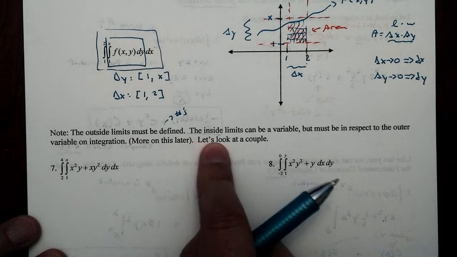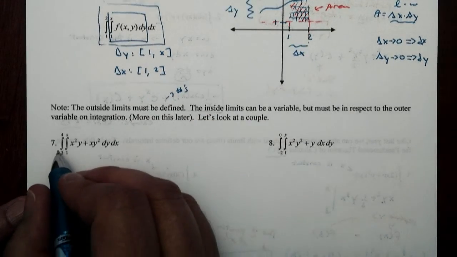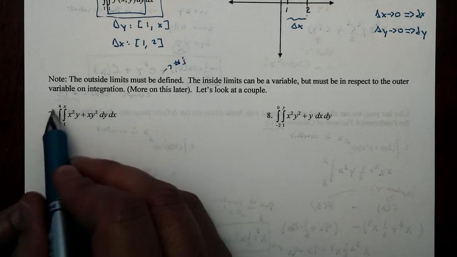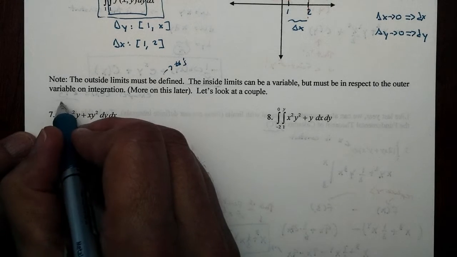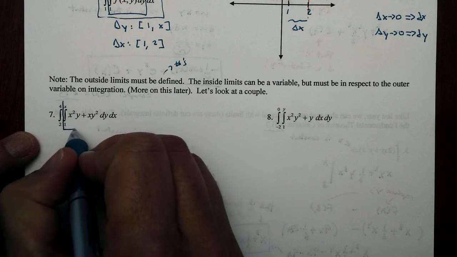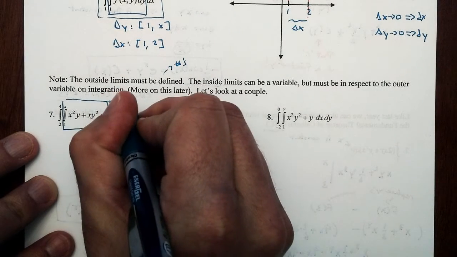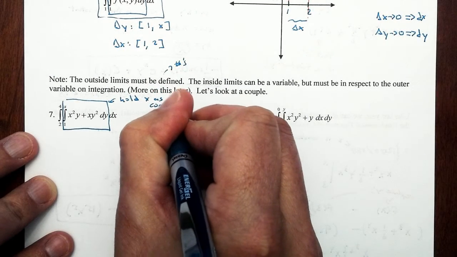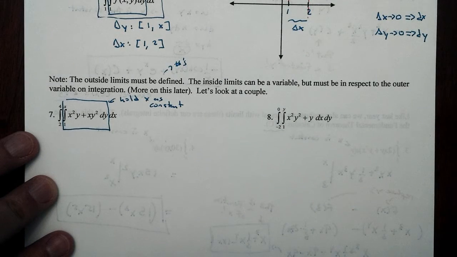But so let's take a look at a couple of problems. So here we have number 7. And we are looking to solve this double integral. Oh, it looks complex, but it's not so bad. Starting with the inside integral, that's where we're going to start. We are going to hold x as constant, just like we talked about in video number 1. So we're going to hold that x as a constant.